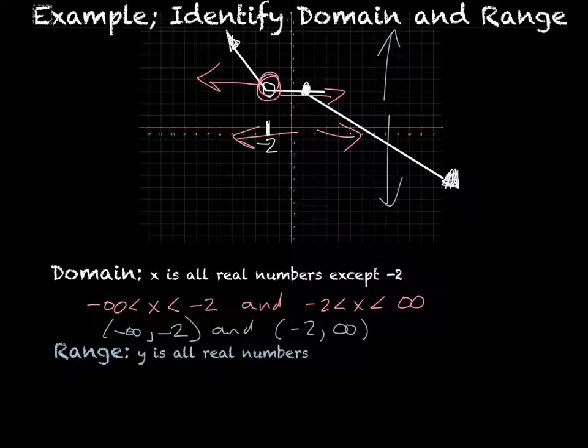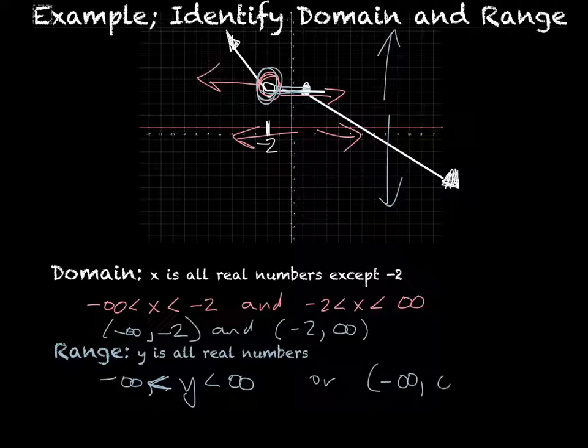Now the range will be all real numbers, because as we look up and down, every number is included somewhere, because even that spot right here is included, since it's included all along this line right here. So our y is all real numbers, so you can explain it in words. You could write an inequality, negative infinity is less than y, which is less than positive infinity, or you could write it as an interval, negative infinity to positive infinity, and that's your final answer. You can pick one of those.